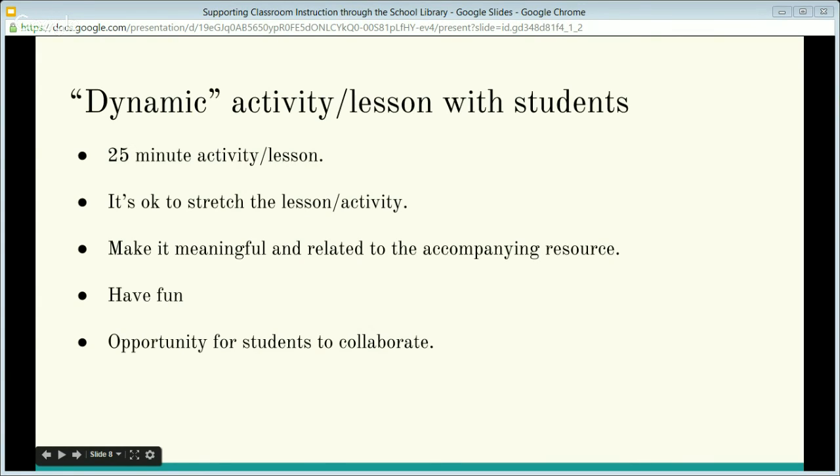So delivering a dynamic activity or lesson with students. Remember, we are talking about supporting classroom instruction through the school library. So I put on there 25-minute activity or lesson, and that is because, once again, I have my students for 40 minutes each. So we usually spend 25 minutes, sometimes 30 minutes on some type of lesson or activity. And then the last 10-15 minutes is geared towards book checkout.